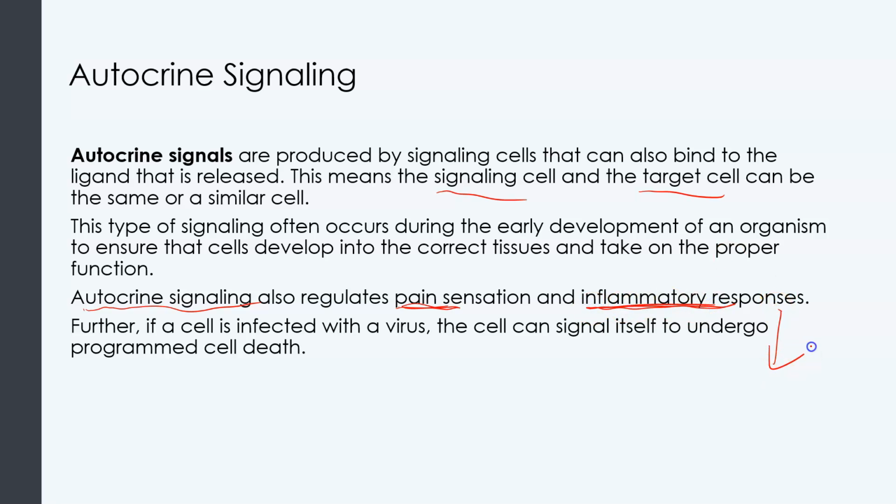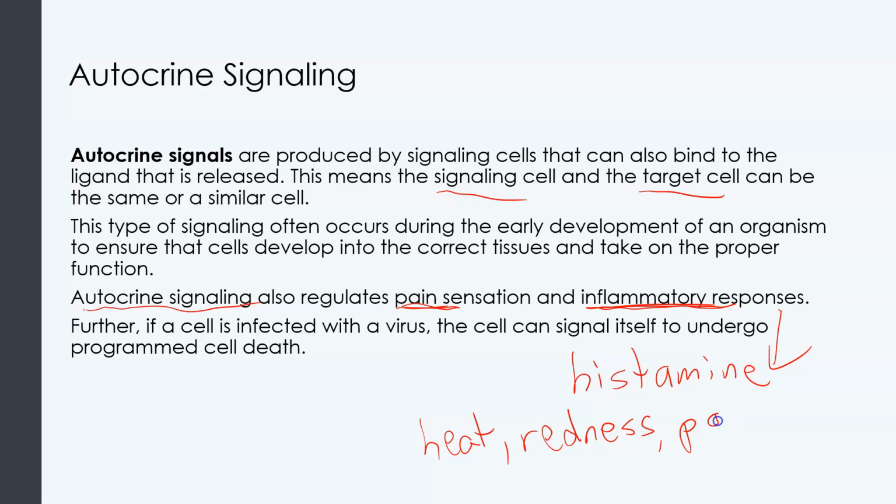Inflammatory responses happen due to the release of a chemical called histamine, and that causes the 4 cardinal signs of inflammation. You may know these: heat, redness, pain, and swelling at the area of inflammation.